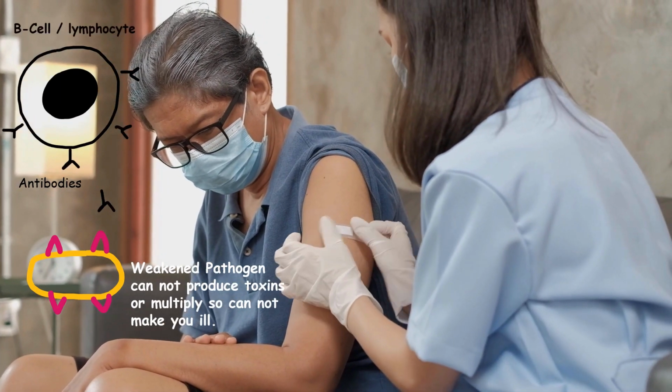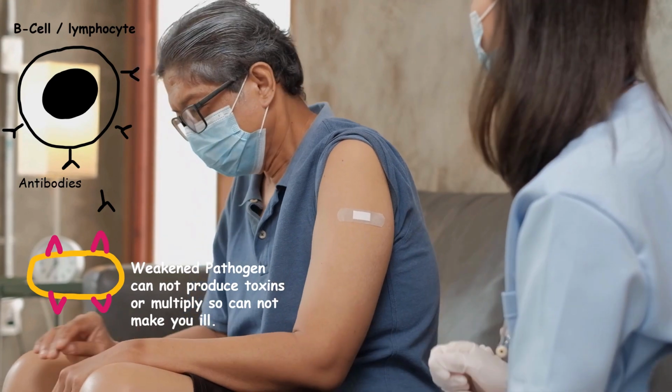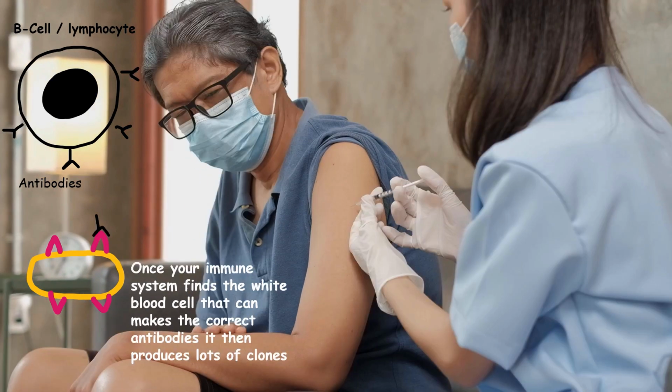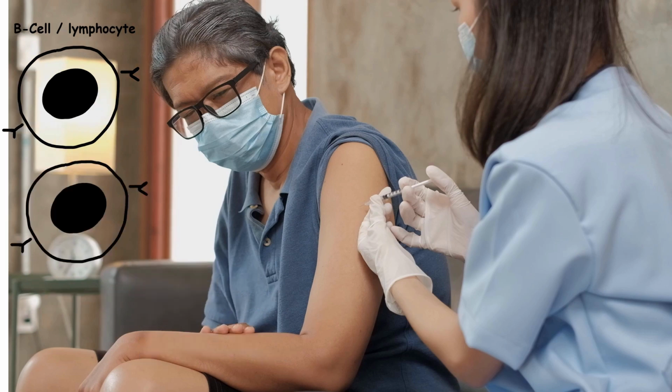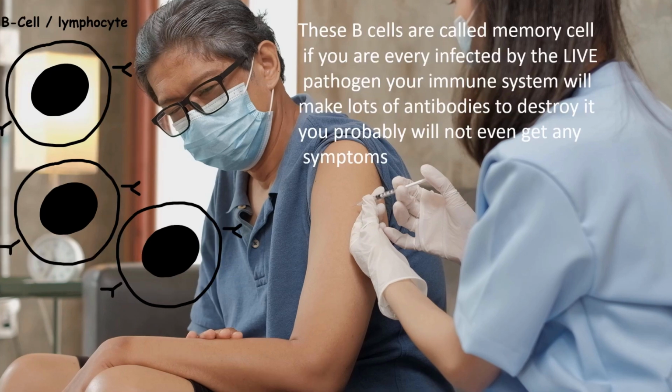And this one is the correct white blood cell, or B cell. You can see here the shape of the antibody matches that of the pathogen. Once your immune system finds the white blood cell that can make the correct shape, it will then clone itself by mitosis, making what we call memory cells. These B cells are called memory cells.